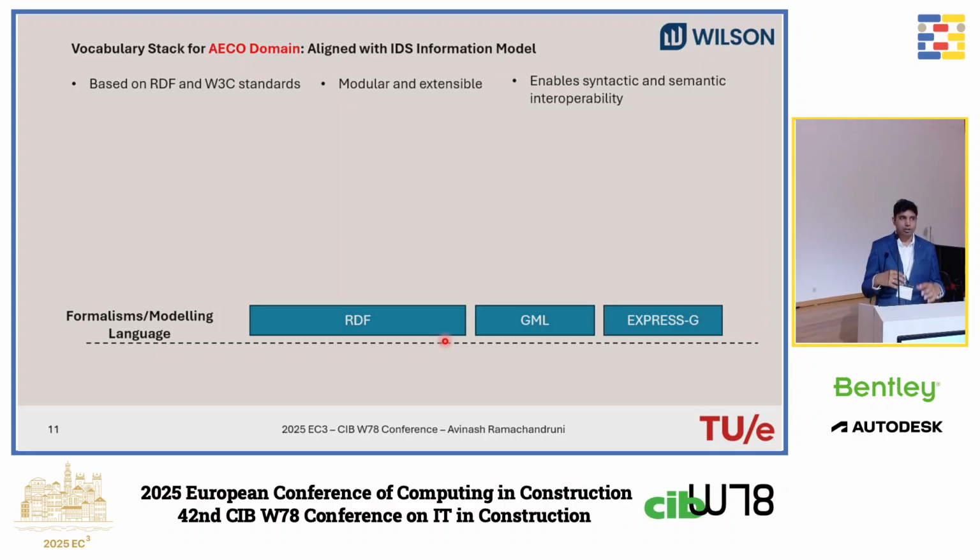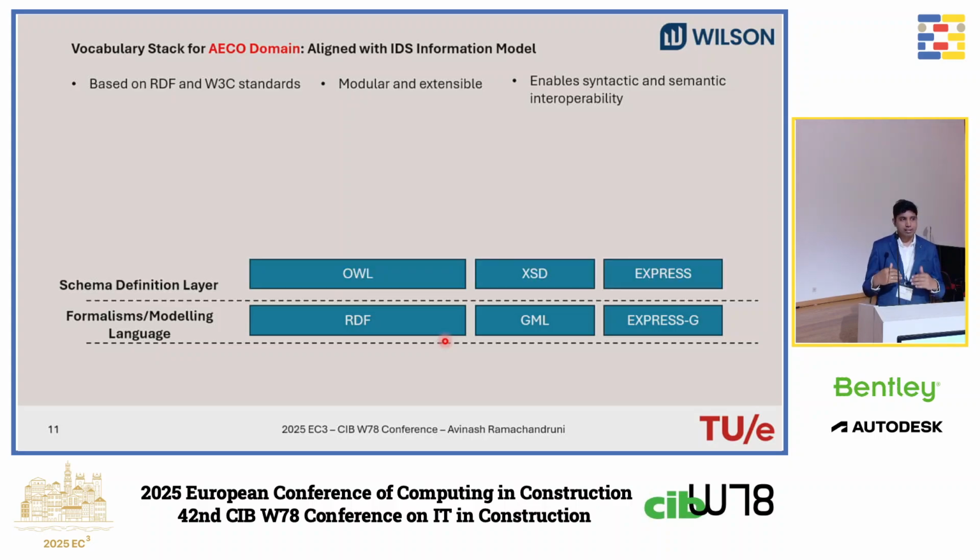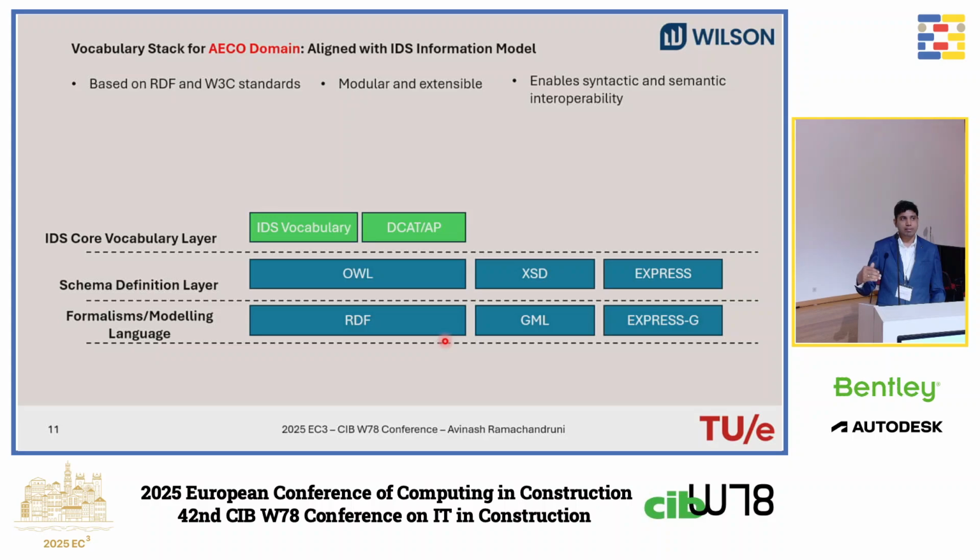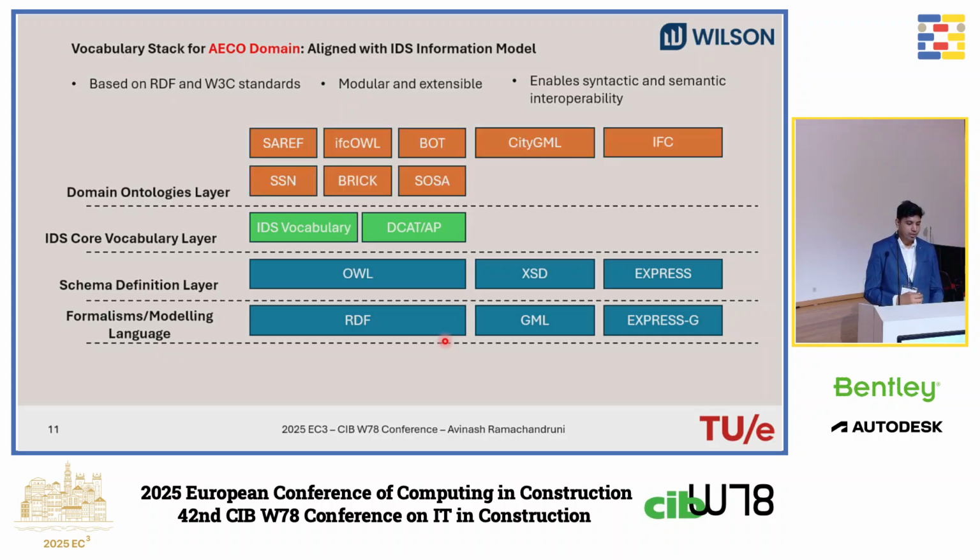vocabulary hub, or the structure in the information model, you have formalisms like RDF, GML or EXPRESS. Then you have a schema definition layer where you use OWL or EXPRESS on it. Then we have an IDS core vocabulary layer that helps you describe any data space components or even the participants. And then you have the domain ontologies layer with different industry-specific ontologies.